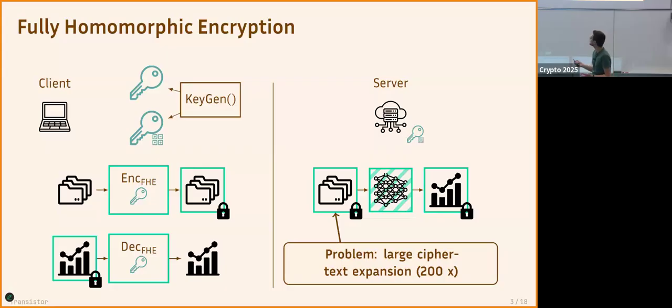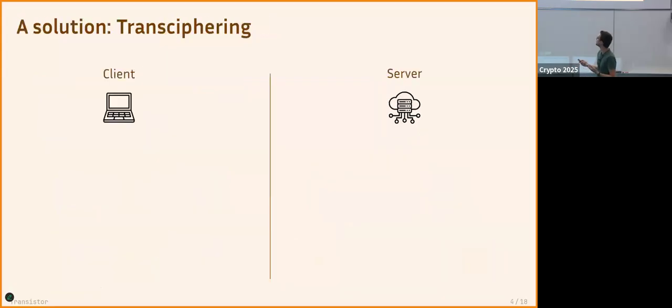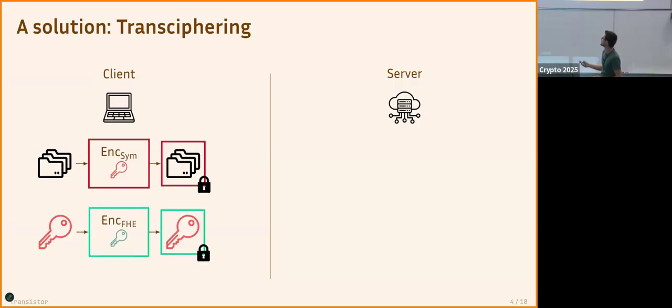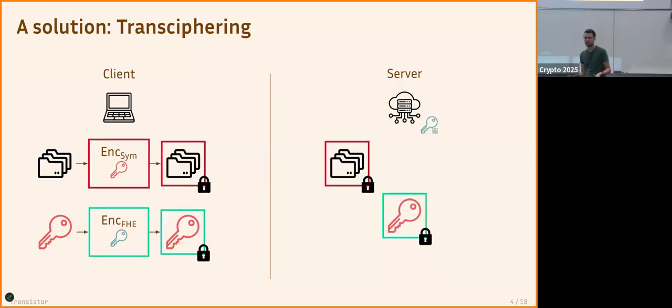But there's a solution that is known for a long time, which is called transciphering. The point of transciphering is to encrypt the data not directly with the homomorphic scheme, but with a symmetric cipher, something more classical. So you don't have any ciphertext expansion. And then you take the key of the symmetric cipher and you encrypt it homomorphically. And then you send that to the server.